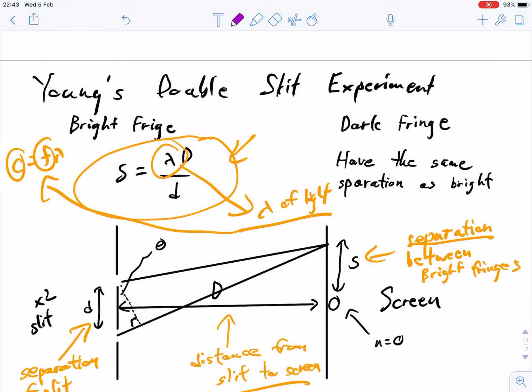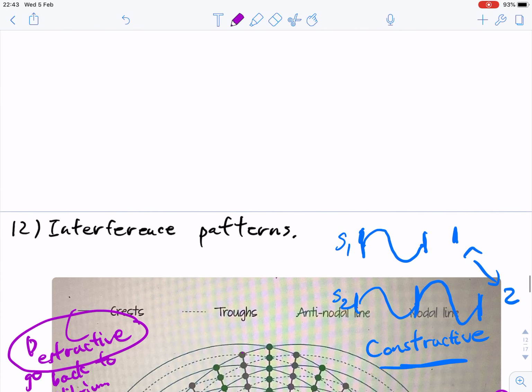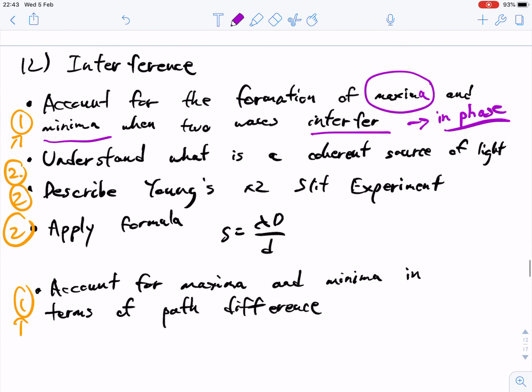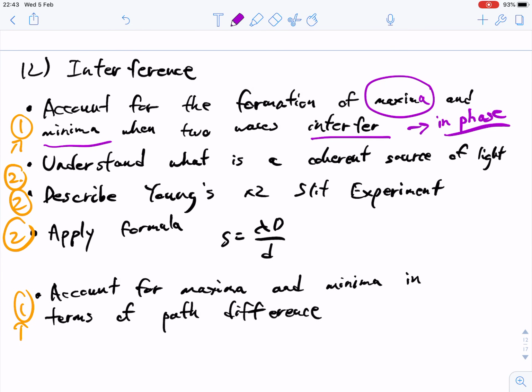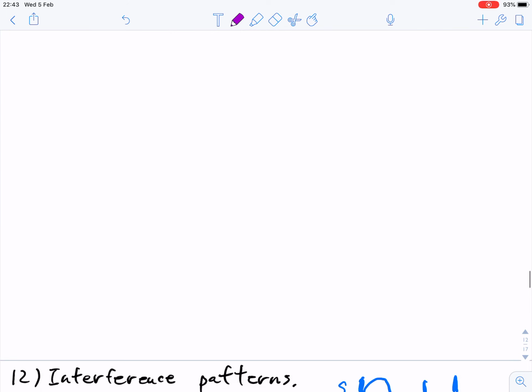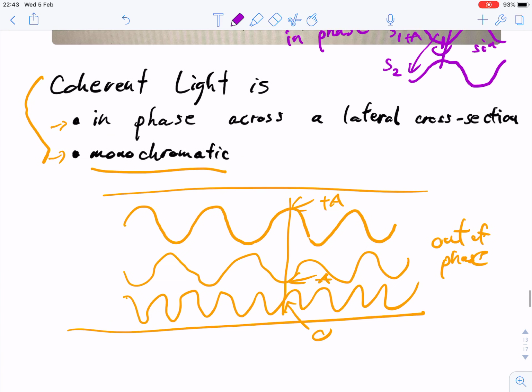Hey guys, welcome to the second part of the video for our interference. So this time we're going to be looking at everything in points number 2. So that's coherent sources of light and Young's double slit experiment.